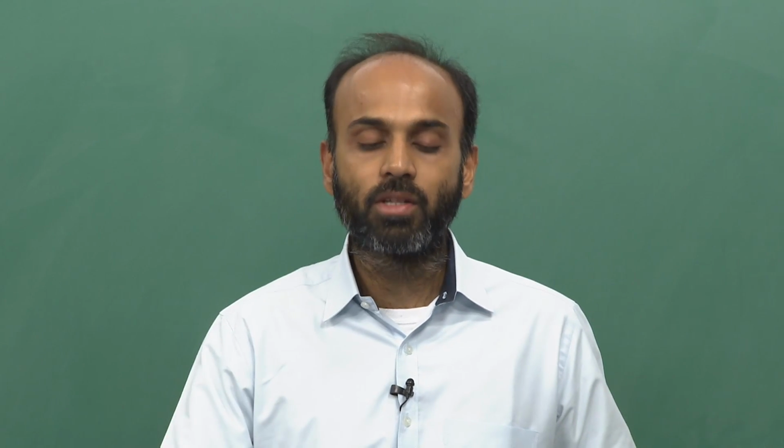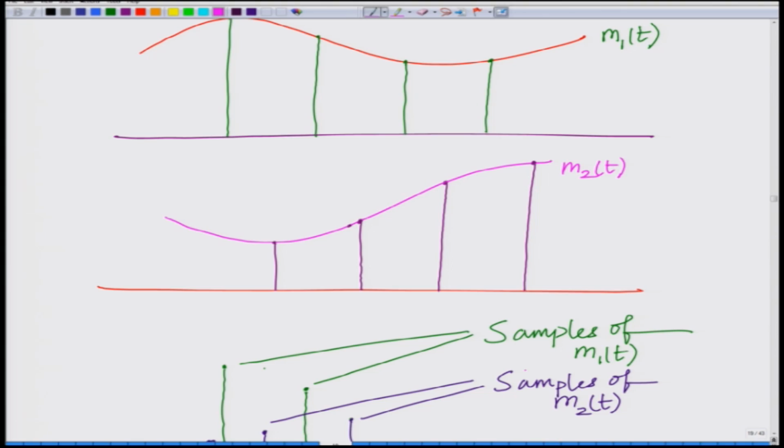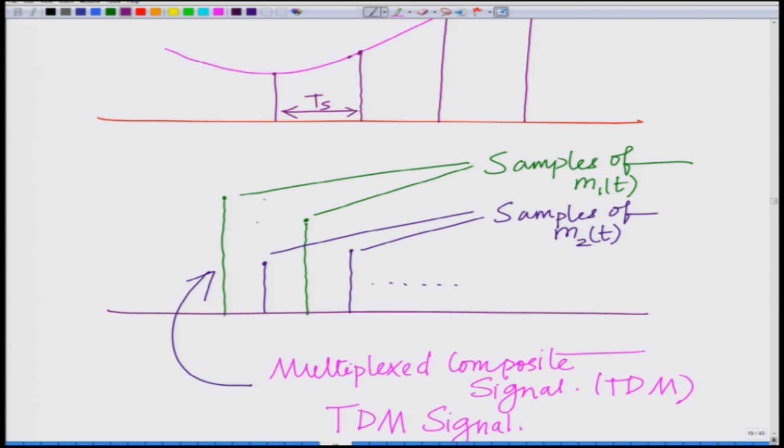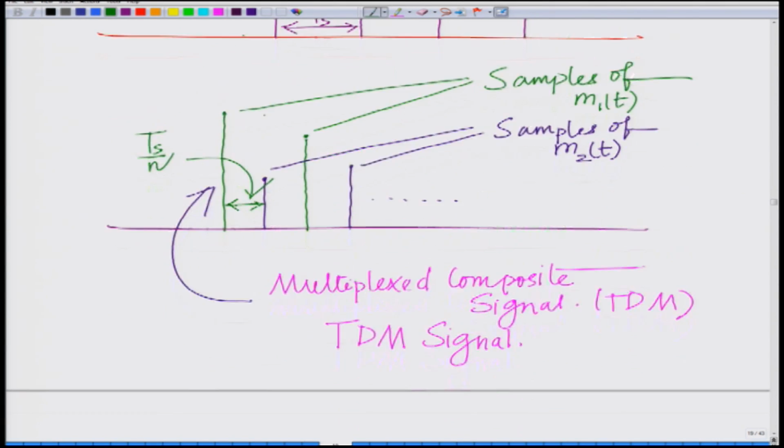Now you will also observe that if the sampling duration is Ts, and let us say both of them have equal sampling duration Ts, then if n signals are sampled in Ts, you have n samples per each Ts duration. Therefore, the duration between samples of the composite signal is Ts divided by n. In this case it is Ts divided by 2.